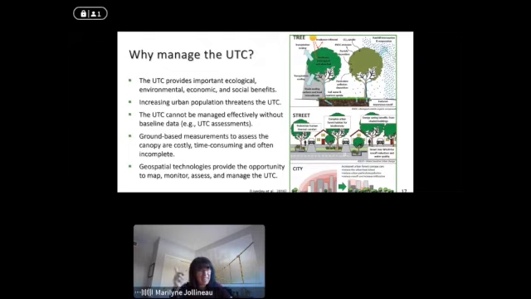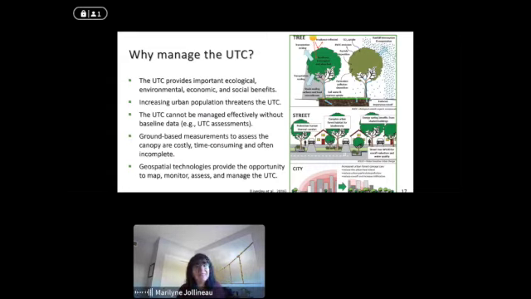And I just flagged for us that in the context of COVID, we're realizing really the benefits of the urban tree canopy, and for people to get out and be out in natural landscapes is really, really healthy for many different reasons. So one of the challenges with the urban tree canopy is how do you manage it without some kind of baseline data set?